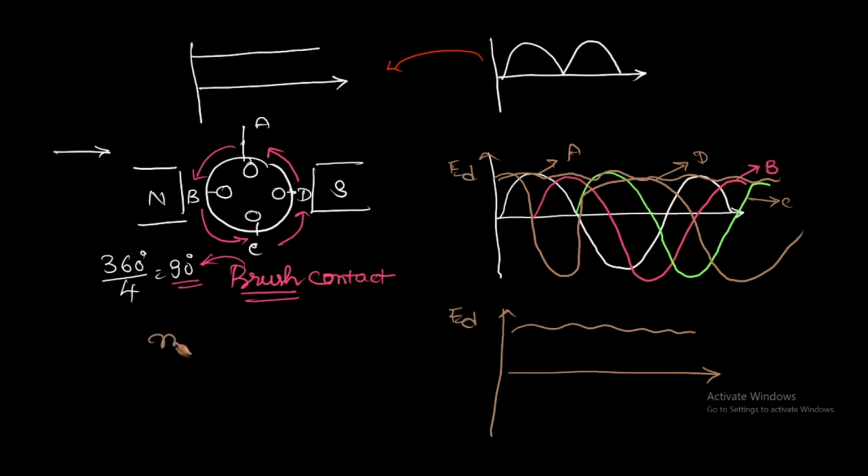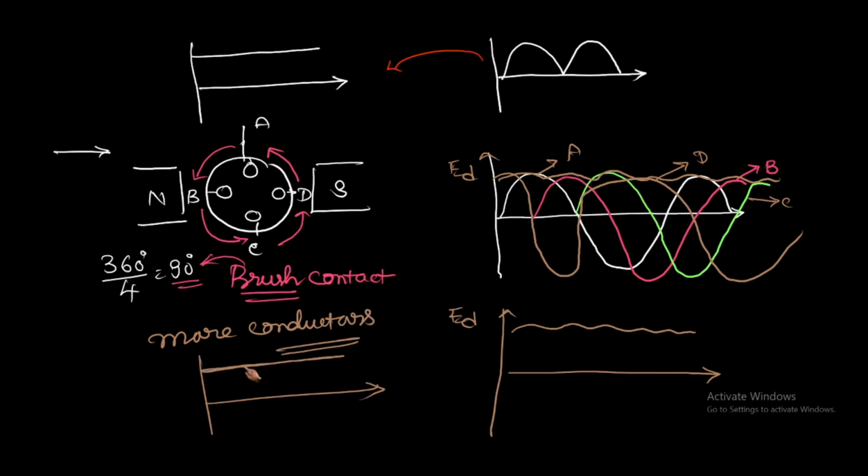If more conductors are connected like this, what will happen? You are going to get a more flat induced EMF, approximately. In the case of the dynamically induced EMF, you are going to get a more constant output because we are using more conductors. Practically, we use more conductors.